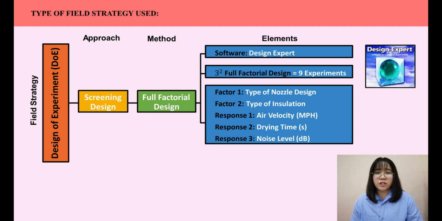The type of strategy used in this project is the design of experiment, DOE, by implementing the full factorial design. The factors involved are the type of nozzle design and the type of insulation, while the responses are the air velocity in miles per hour, drying time in seconds, and the noise level in decibels. Since there are two factors with three levels each, it contributes to a 3 to the power of 2 full factorial design, which gives a total of 9 runs of experiments. The software used to conduct the DOE is the Design Expert software.